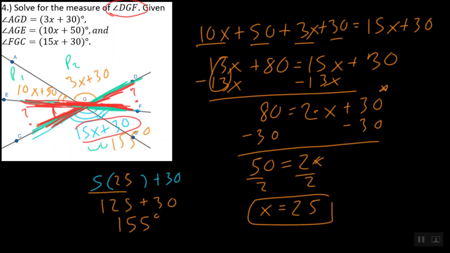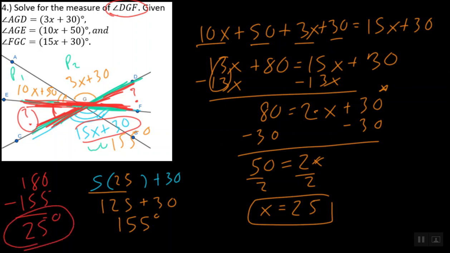And so if that whole angle is 155 degrees, all I have to do is subtract that from 180, and that will give me this missing angle right here, and 180 minus 155 is weirdly 25 degrees. So it's not often that your x value will equal your actual answer, but hey, that's pretty strange.